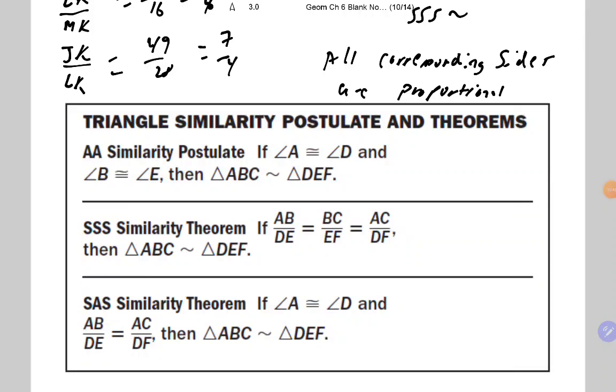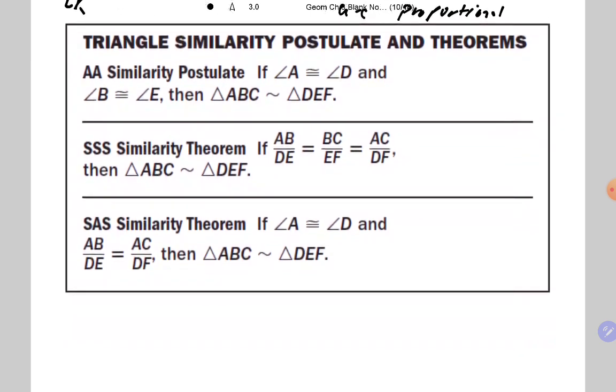Okay, and then just a reminder of the theorems. We have AA similarity. If two of the angles are congruent, then the triangles are similar. If all three sides are proportional, then the two triangles are similar. And then lastly, if two sides are proportional and the included angle in between is congruent, then the triangles are similar.